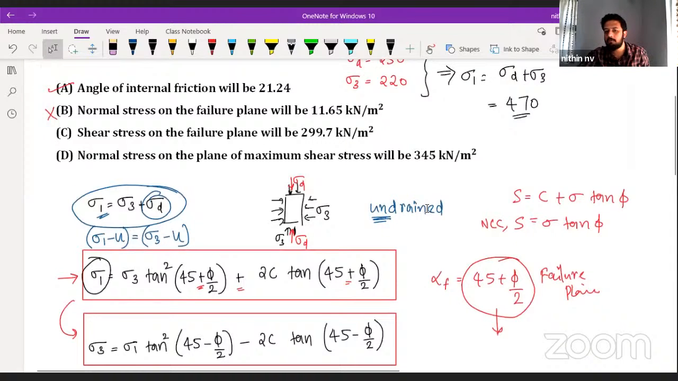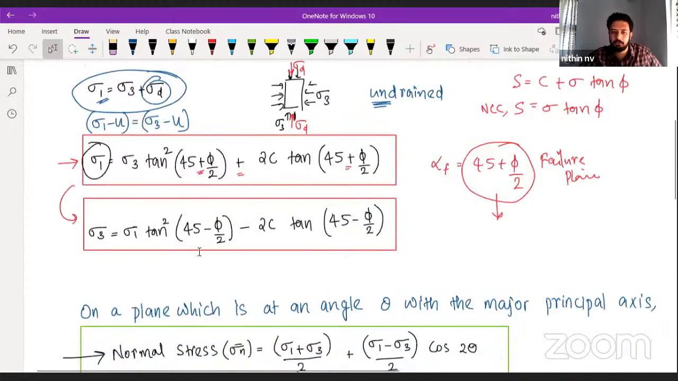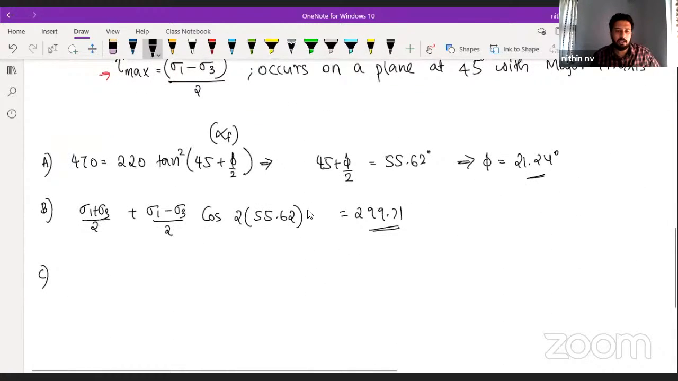What will be the shear stress on the failure plane? Shear stress is sigma 1 minus sigma 3 by 2 sin 2 into theta. So substitute the value 45 plus phi by 2. Now tell me what will be the shear stress on the failure plane? Everyone, let me check my answer.